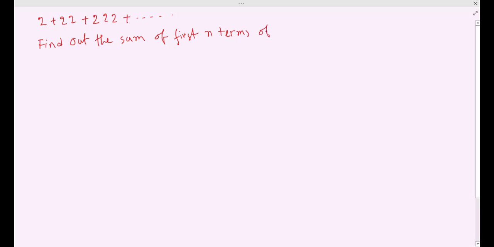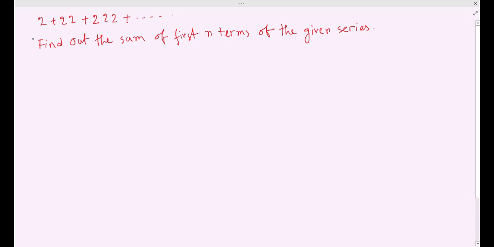Now suppose that you are given a series like this: 2 plus 22 plus 222 plus dot dot dot, and you are told to find out the sum of first n terms of the given series.